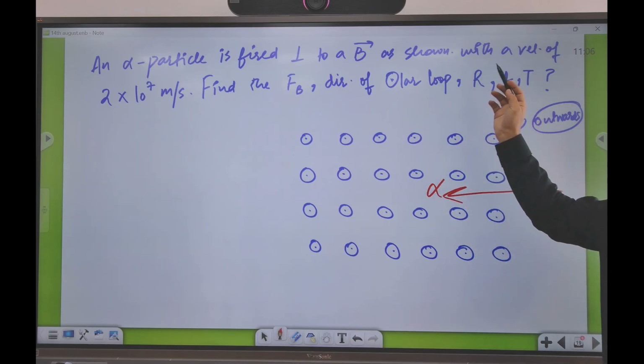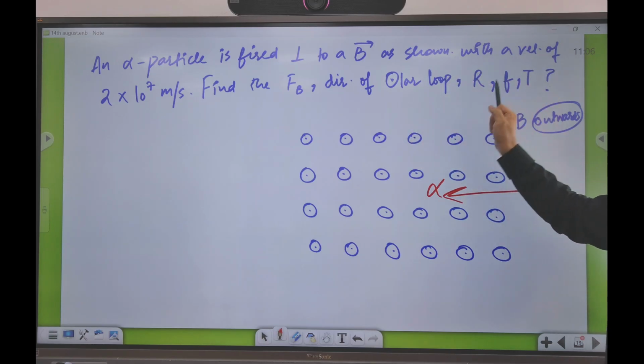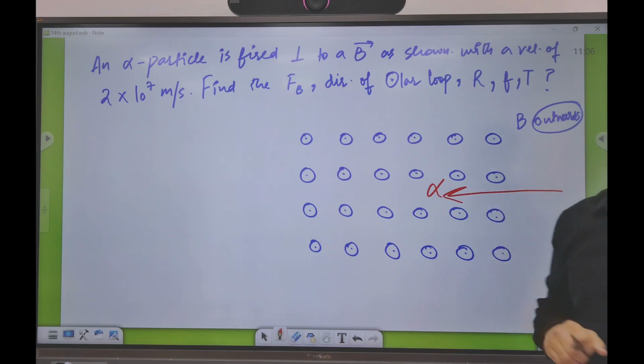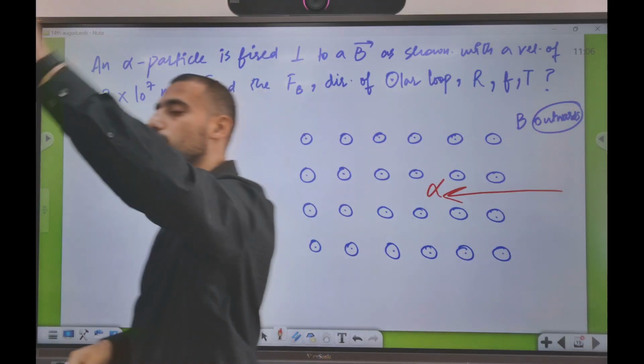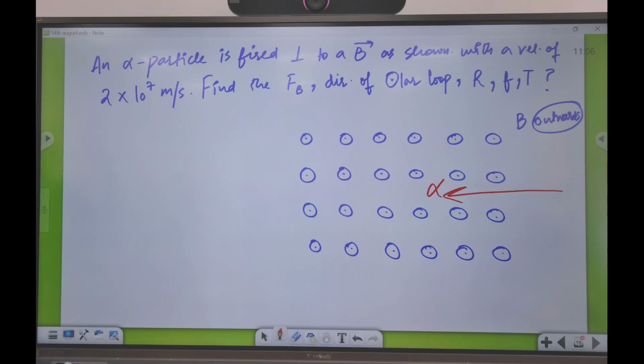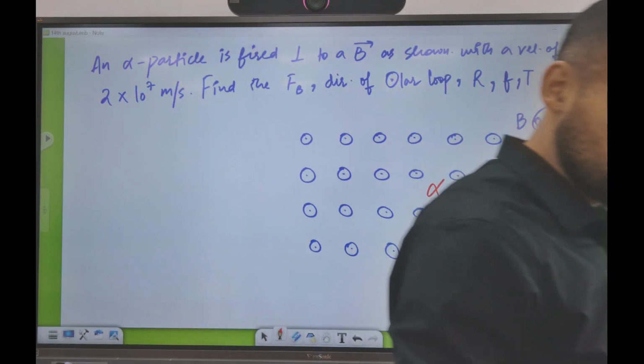The second thing, find the magnetic force, find the radius of the circular loop, the frequency and the time period as well. Come on, do this. The guy who does this first will be rewarded. Rewarded, yeah.